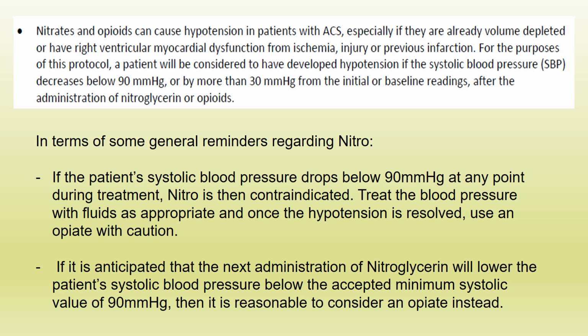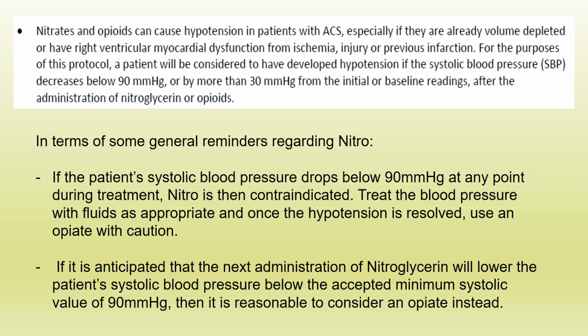Our interpretation for PMH is going to be that if the systolic pressure drops below 90 millimeters of mercury at any point during treatment, nitro is then contraindicated. So give them some fluids, small amounts of fluids. And once the hypotension is resolved, use an opiate with caution. So you have intranasal fentanyl. And intranasal fentanyl, or fentanyl in general, is not likely going to cause a drop in blood pressure. Very minimal.